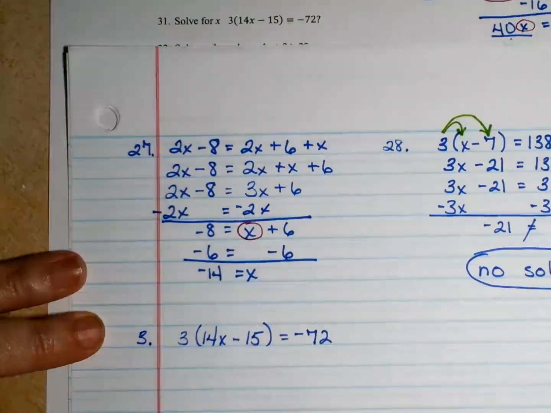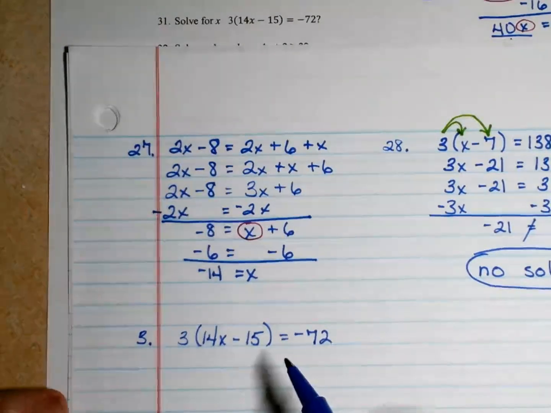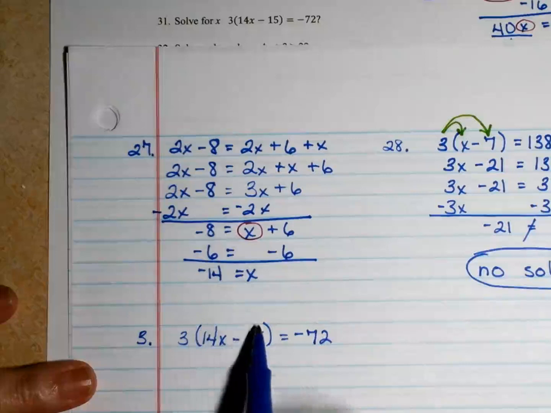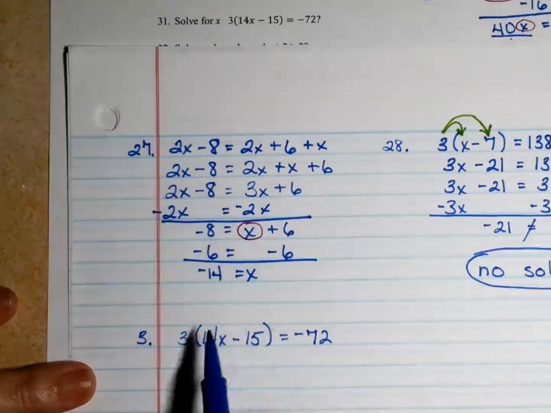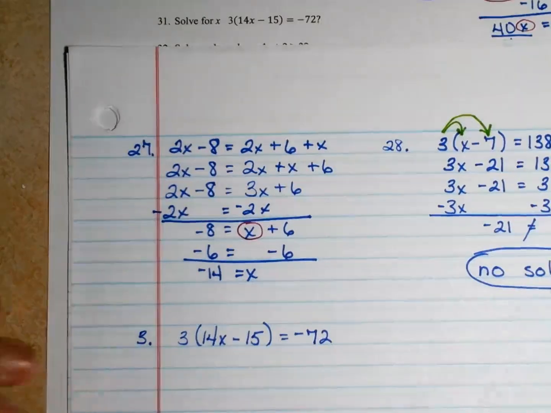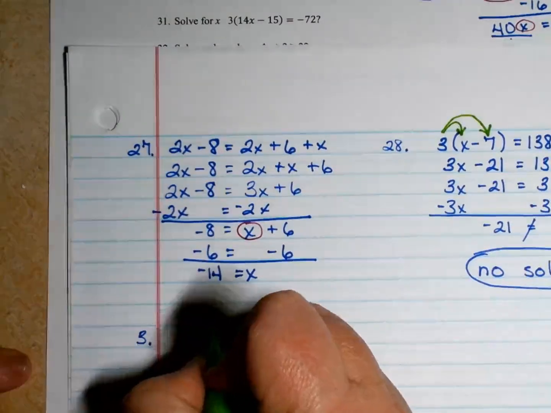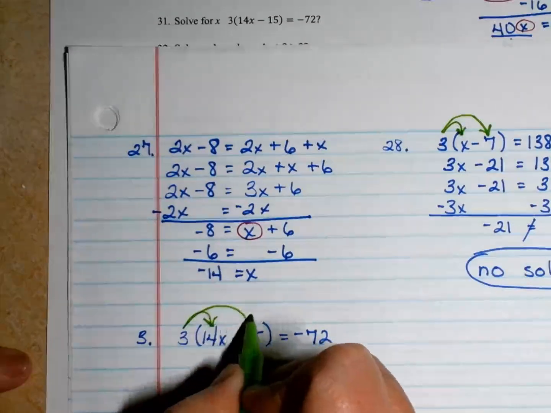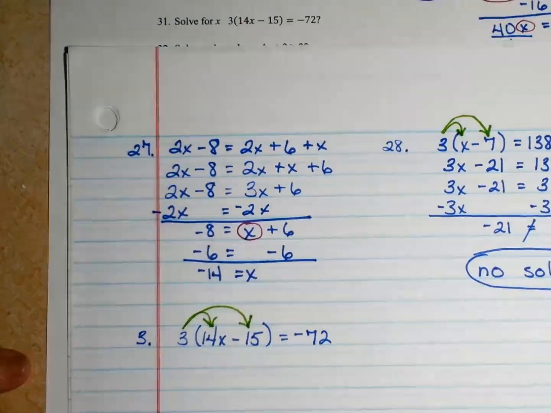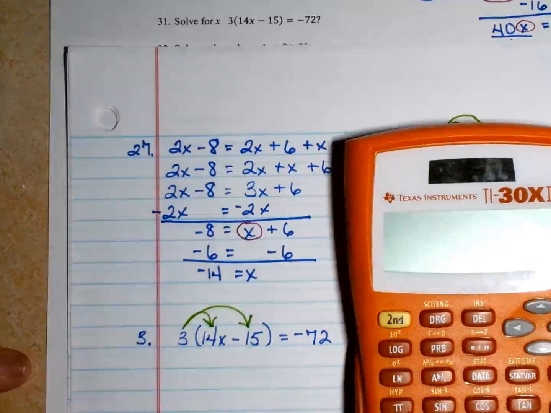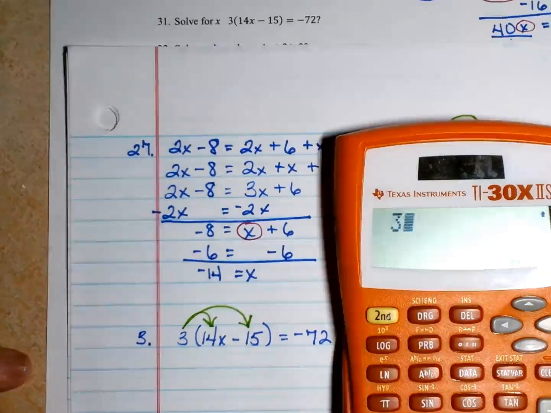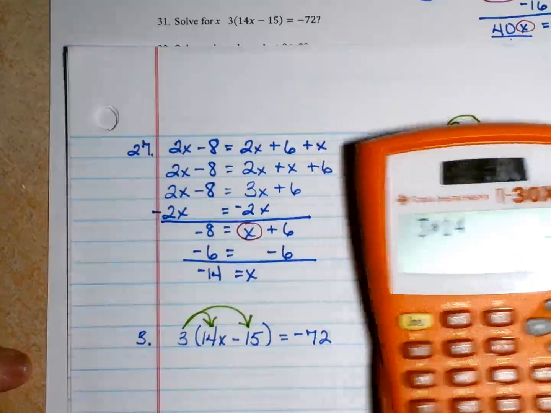Okay, so I can do this two different ways. I can either distribute the 3 all the way through, or, hey, you know what, I'll show you both ways. So we're going to distribute the 3. I'm going to pull my handy dandy little calculator out. 3 times 14 equals 42.